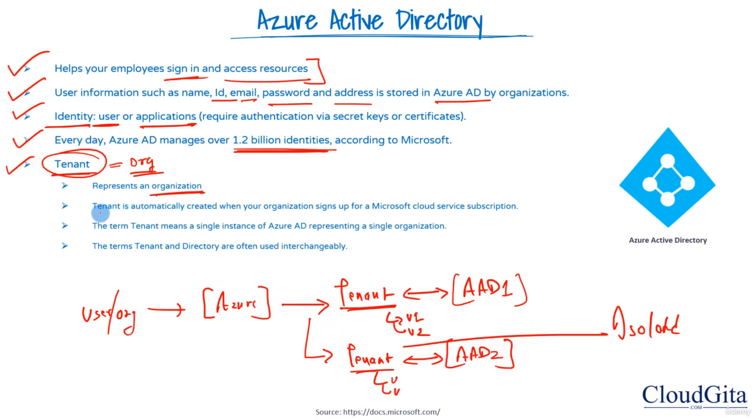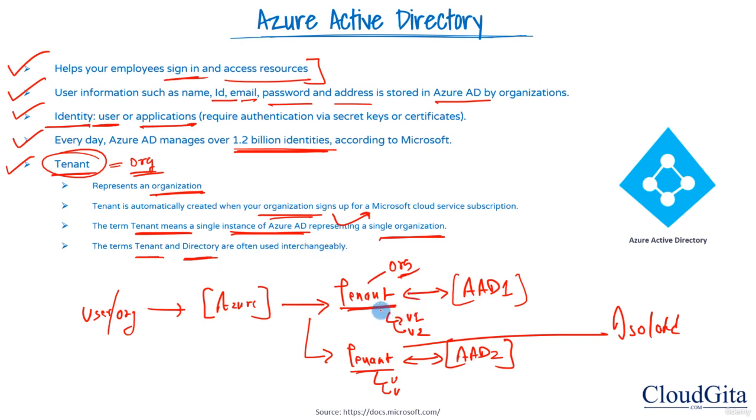So as I said, a tenant is automatically created when your organization signs up for Microsoft, right? So it's automatically created. And the tenant means a single instance of Azure Active Directory. So one tenant and one Azure Active Directory, they both have a one-to-one relationship. Every tenant has a single Azure Active Directory, and this represents an organization, right? Single organization.